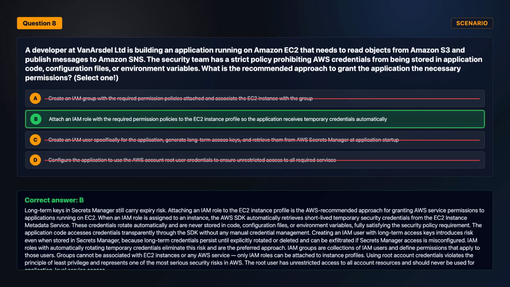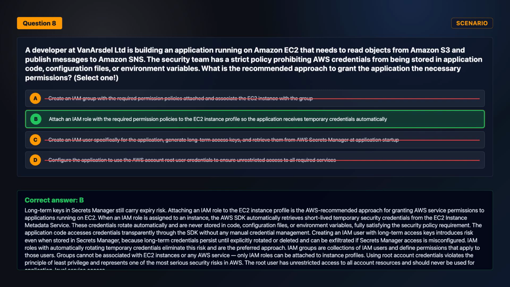Attaching an IAM role to the EC2 instance profile is the AWS recommended approach for granting AWS service permissions to applications running on EC2. When an IAM role is assigned to an instance, the AWS SDK automatically retrieves short-lived temporary security credentials from the EC2 instance metadata service. These credentials rotate automatically and are never stored in code, configuration files, or environment variables, fully satisfying the security policy requirement. The application code accesses credentials transparently through the SDK without any manual credential management.